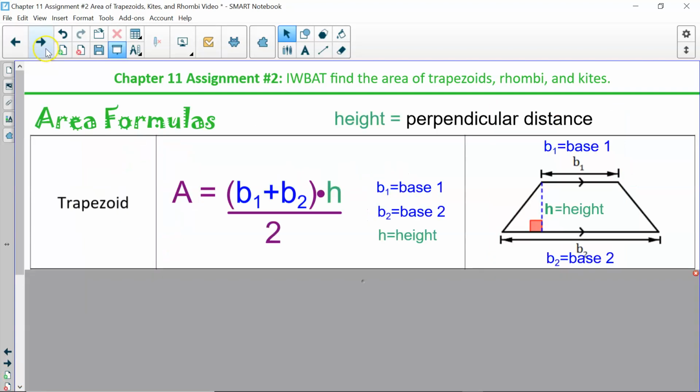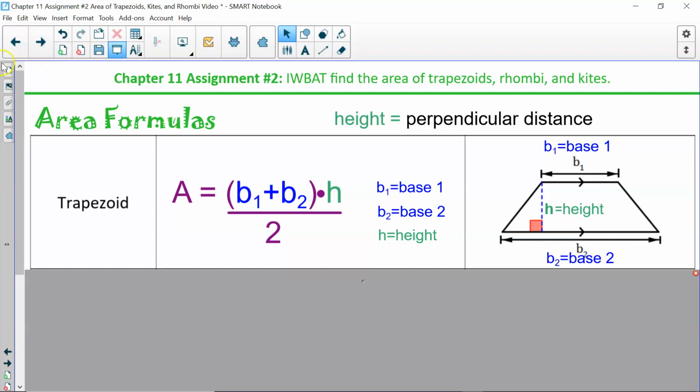So before we get to working some examples to find the area of these quadrilaterals, let's look at our organizer. So now is a good time, if you haven't done any notes yet, take out your notebook and you should be writing these down. Again, similar to the first video, we have 3 columns.